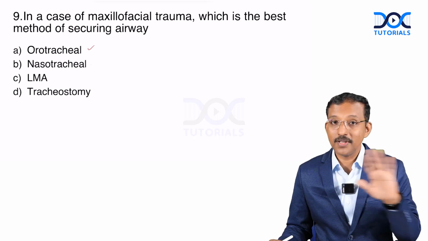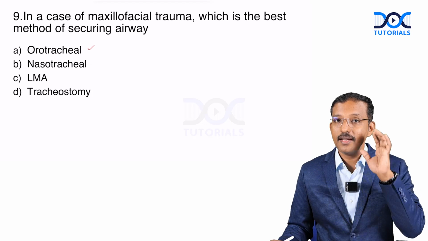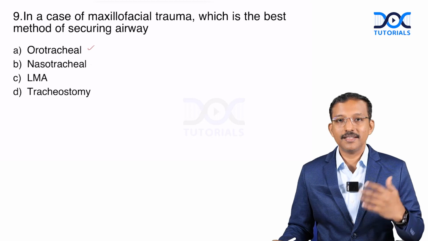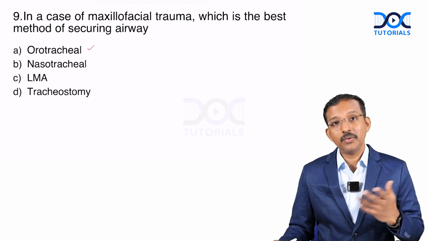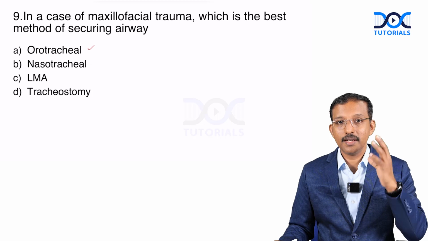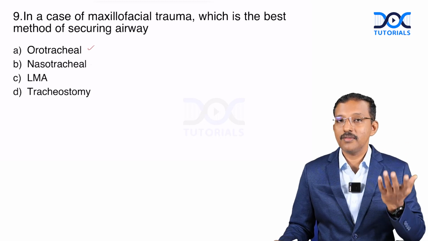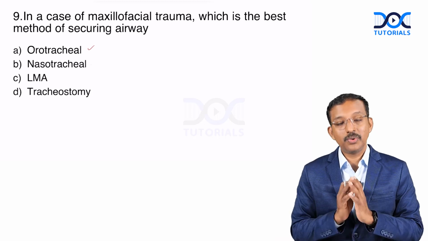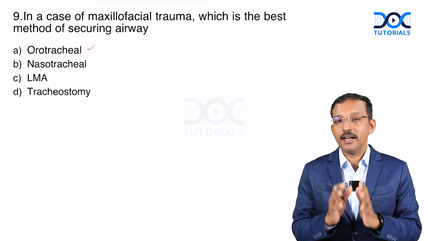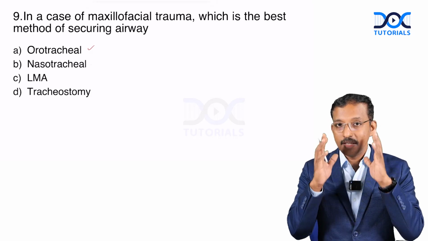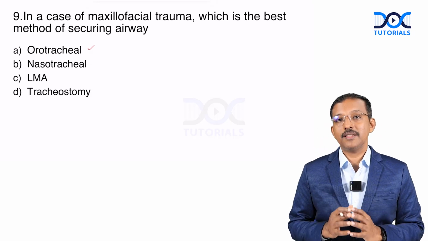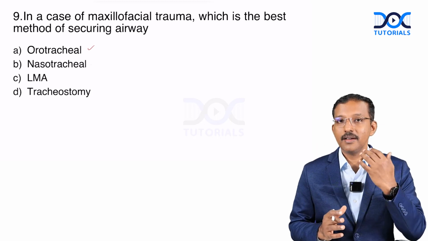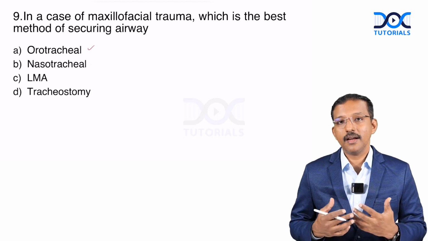And nasotracheal is absolutely contraindicated. Any head injury, any condition where you think of a posterior fossa injury, nothing through the nose. That is a dictum. Now, LMA is out of the question because the biggest problem with such an injury is that blood will be aspirated and the patient will be unconscious, and the biggest side effect of LMA is aspiration. So you should not think about LMA at all, because these patients are notorious for aspiration because they have a facial injury. Sometimes they may lose consciousness, so the blood will go directly into their lungs and produce aspiration.